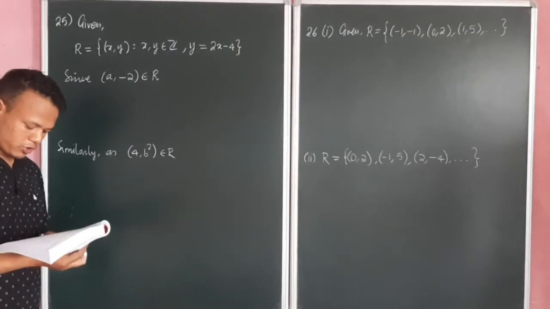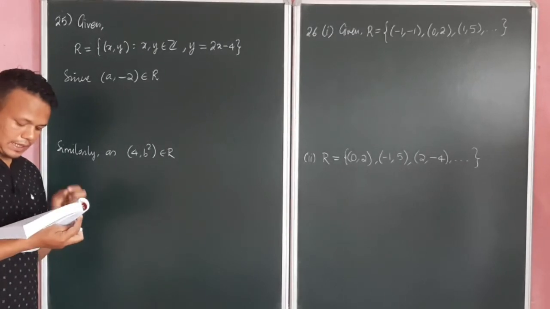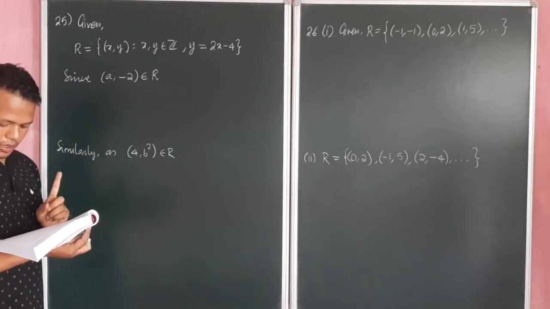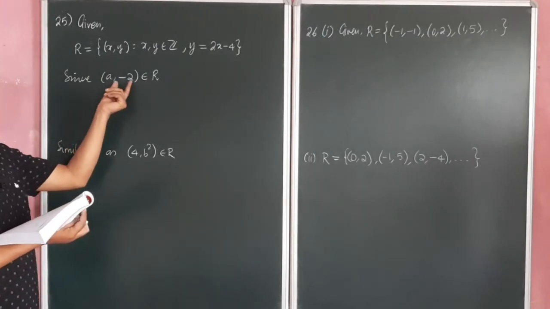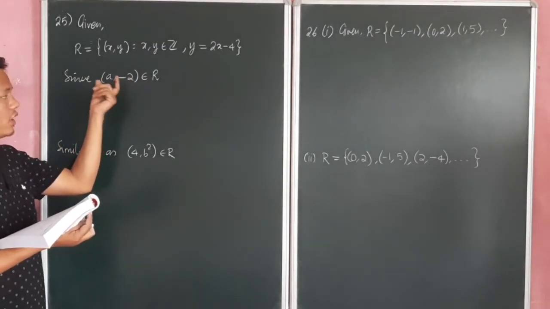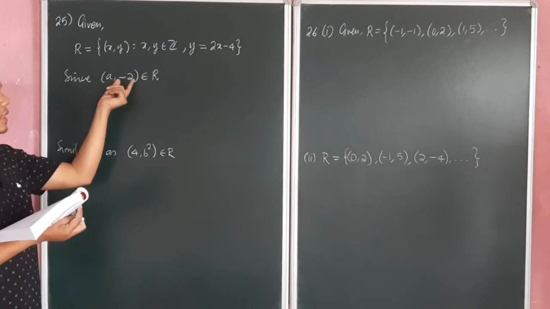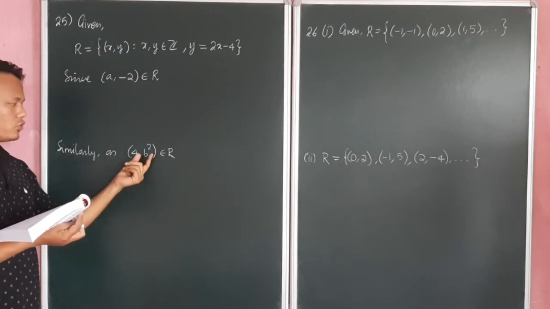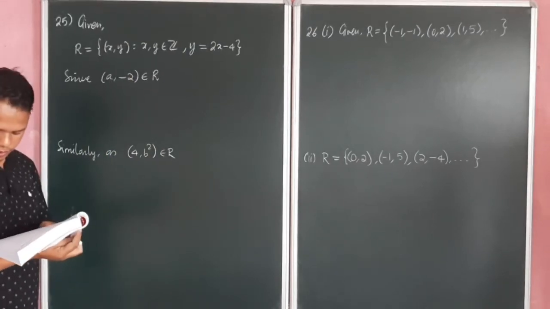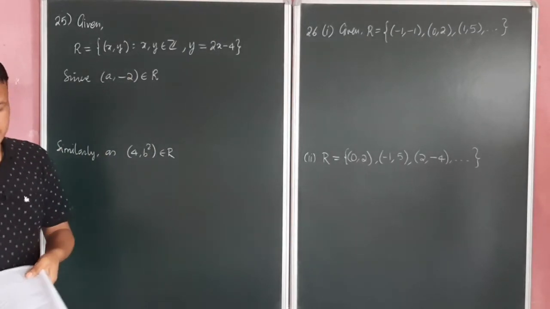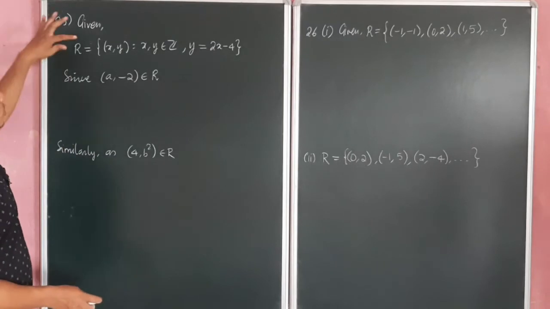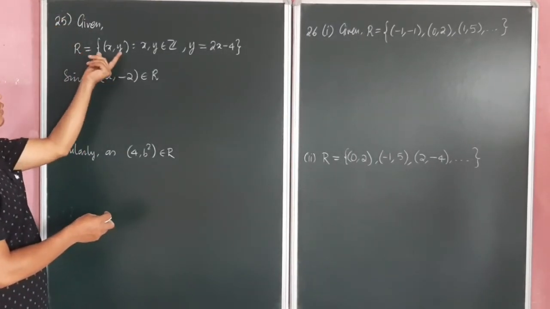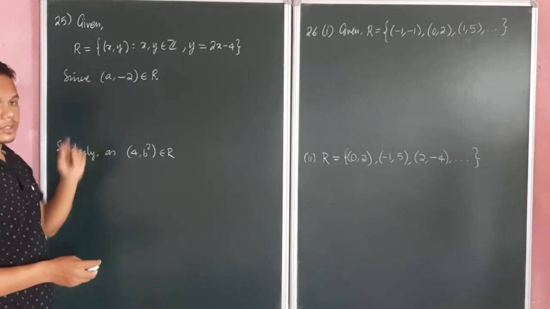Now let's take question number 25. So question 25 says, let R equals to this relation. If the ordered pair a comma minus 2 belongs to this relation and 4 comma b squared also belongs to this relation, then find the value of a and b. That's what the question is saying. Okay, so see, this is the given relation and this is also a part of this. That's what is the meaning of this, isn't it?